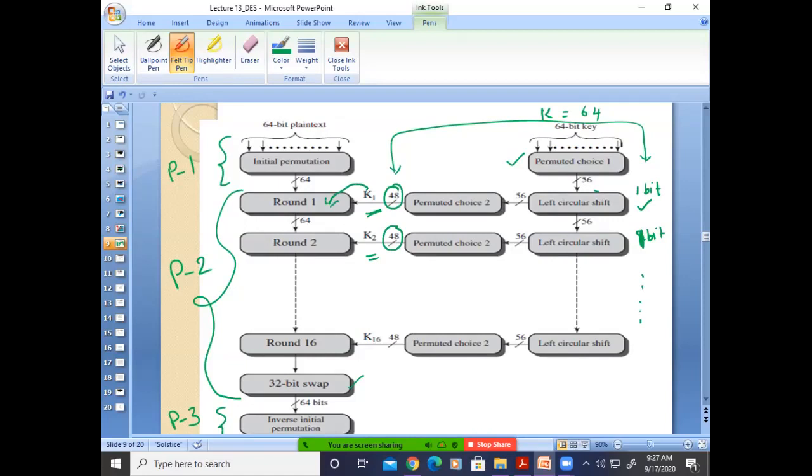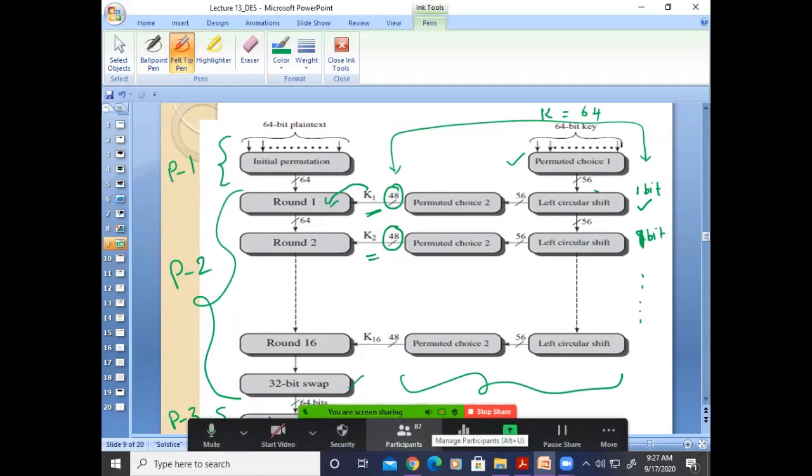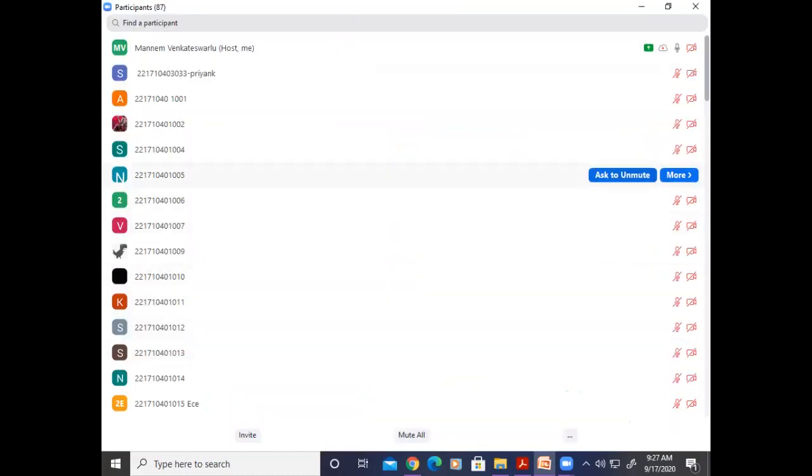Is there any question? Don't worry about permuted choice 1, 2, the left circular shift, or what is happening in the round. Just see as a block diagram what is happening. The right side is the key generation, the left side the phases of the encryption. Now we will see in detail what is happening in the rounds. Yes, clear? Please respond. Yes, sir.